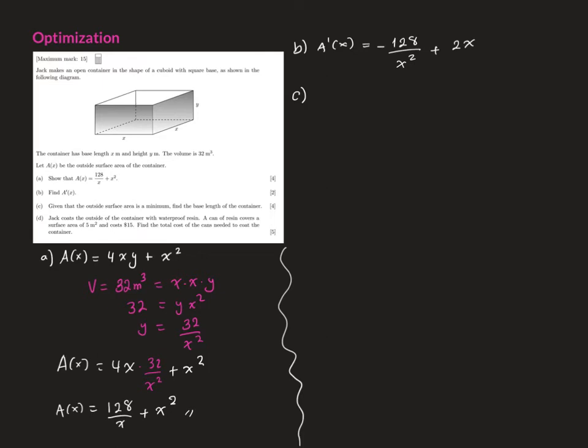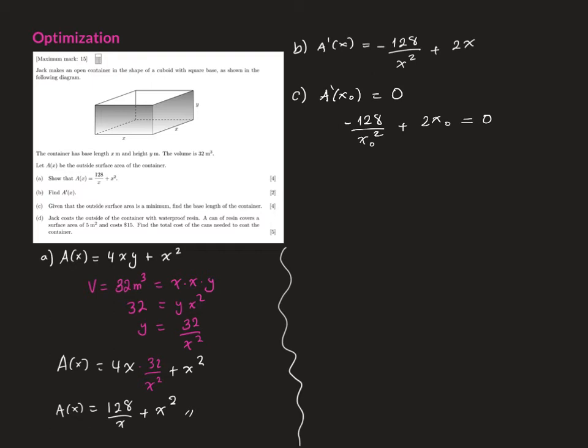So because we know it is a minimum, that is a turning point, the value of the length of the container should be a critical value. So that means the derivative at that value, let's say x sub 0, should be equal to 0. So when I substitute minus 128 over x 0 squared plus 2x 0, and I make that equal to 0, I should find which is the length that minimizes the surface area.